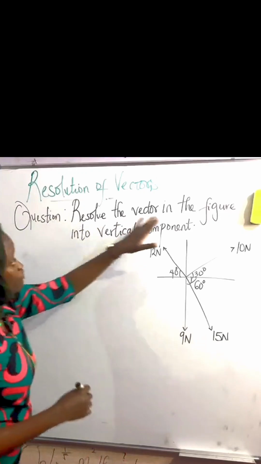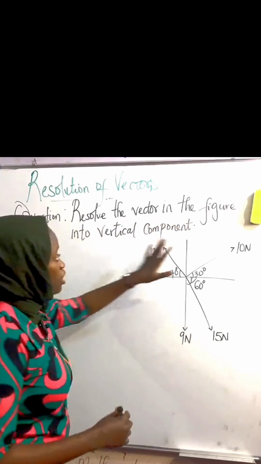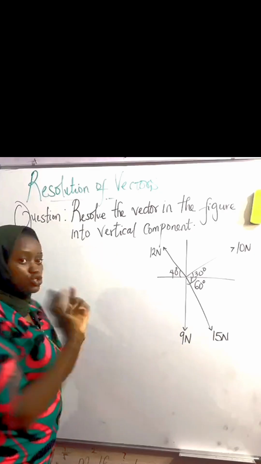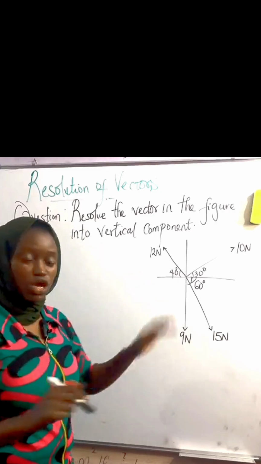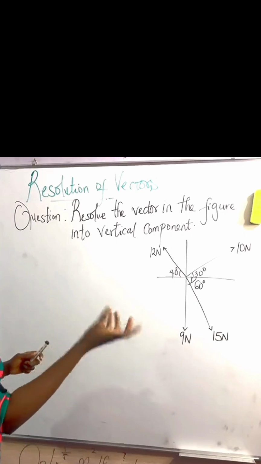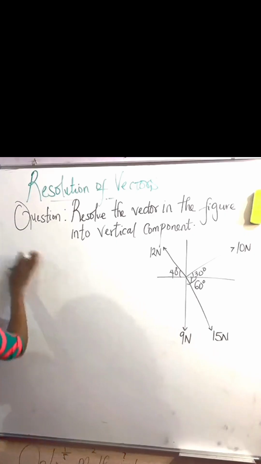Which says resolve the vector in the figure into vertical components. So this question is asking us to resolve only into one component, which is the vertical component. So all we need to know first is we need to take into consideration our graph.